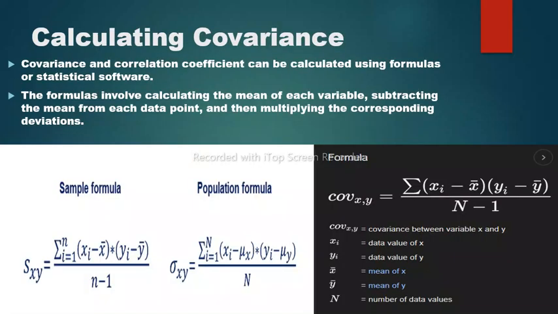So, calculating covariance. When we have a sample, we will use the sample formula. When we have a population, we will use the population formula.